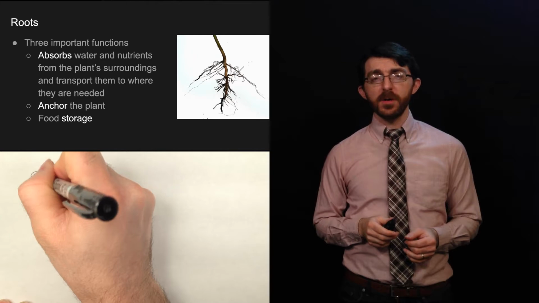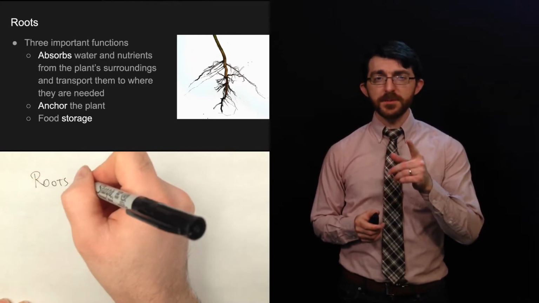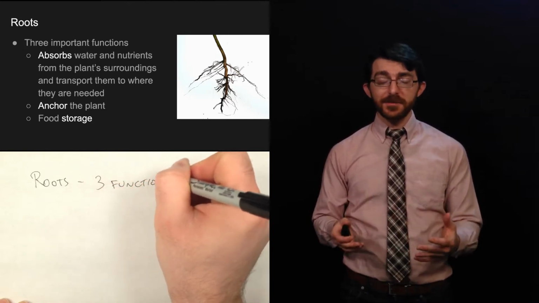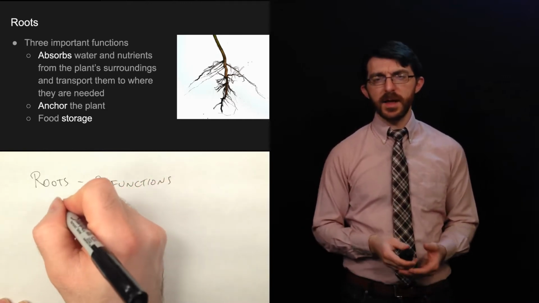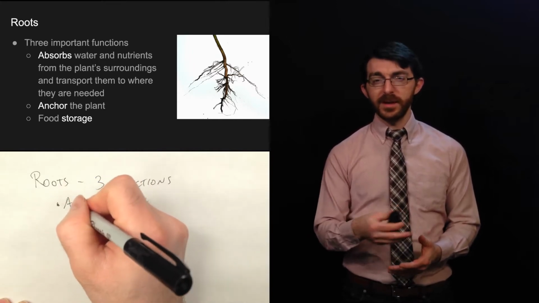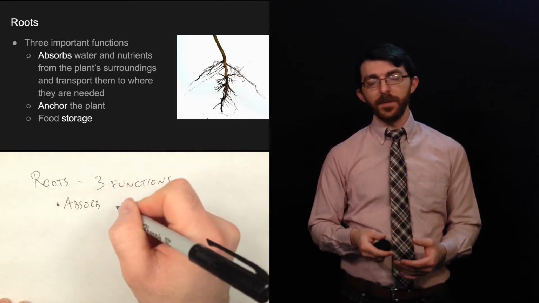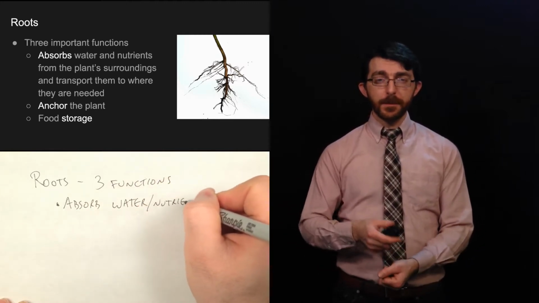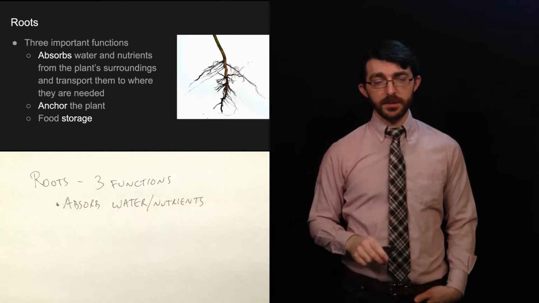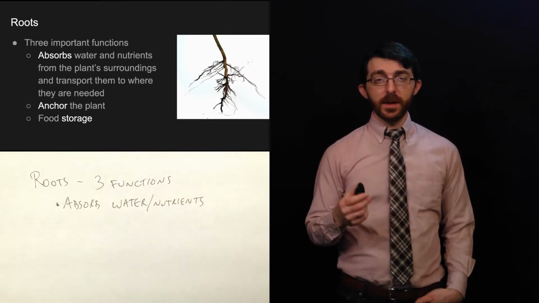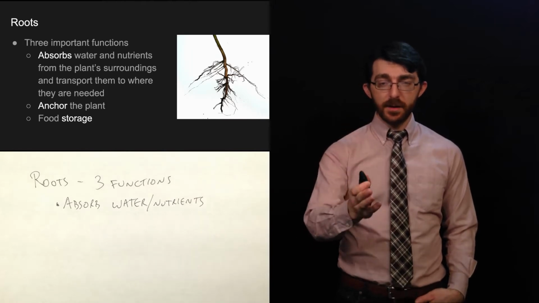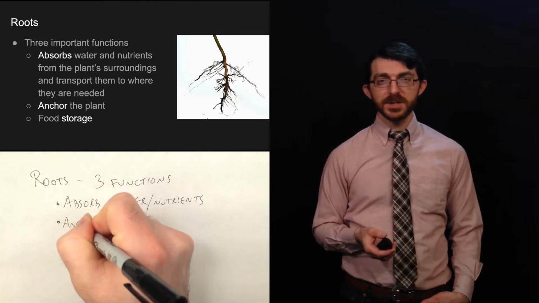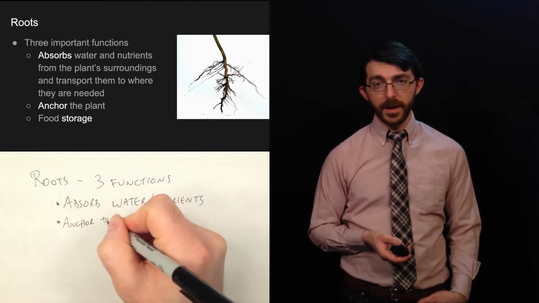Roots perform three important functions for plants. First, they absorb water and nutrients from the plant's surroundings and transport them to where they are needed. I think you probably knew this: when you're watering plants, you don't pour water on the leaves, you pour it on the soil above the roots, with the hope that the roots would absorb that water and transport it to the leaves. Besides absorbing nutrients and water, roots also anchor the plant. They keep the plant rooted in the ground so that it doesn't fall over or blow away.